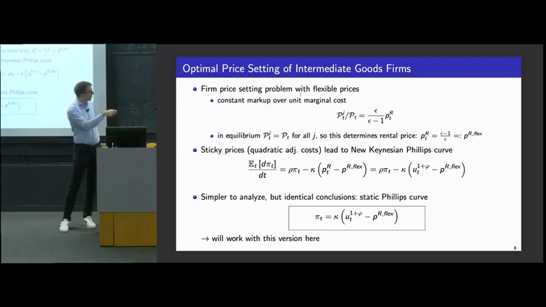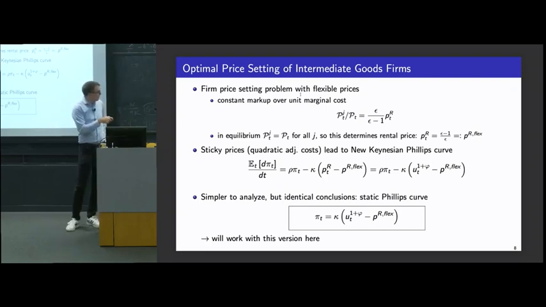Now, in equilibrium, of course, these two are going to be the same because the only j-dependent thing here is your own price. So everyone chooses the same price. So this ratio is going to be 1. So how that works is that in equilibrium, the marginal cost, the rental price of capital, adjusts so that you earn that markup. Okay, that's flexible prices.